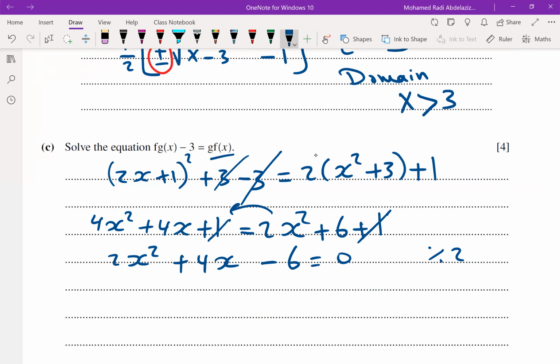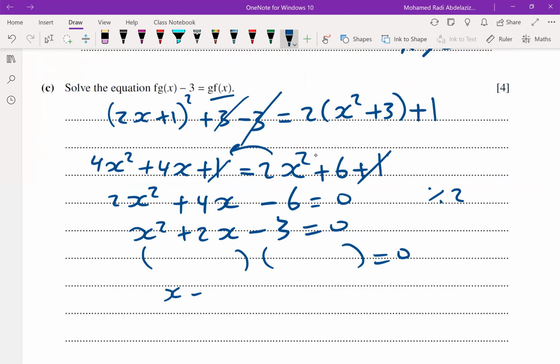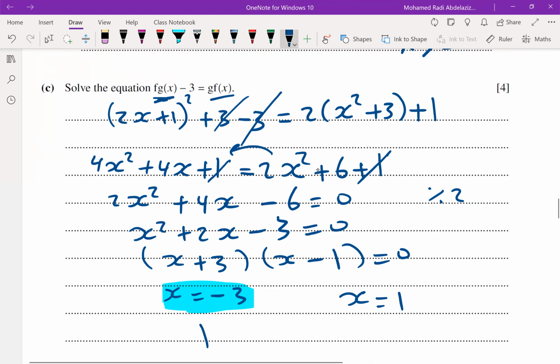You can divide it by 2. You can use factorization, find the 2 factors, solve your equation, and find the values of x. (x plus 3)(x minus 1), answers 1 and negative 3. Looking at these values, negative 3 is not included in the domain of g(x) or gf(x), so reject it. So the final answer is only x is equal to 1.